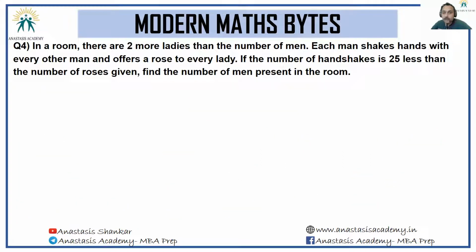In a room, there are 2 more ladies than the number of men. Each man shakes hands with every other man and offers a rose to every lady. If the number of handshakes is 25 less than the number of roses given, find the number of men present in the room. Okay.